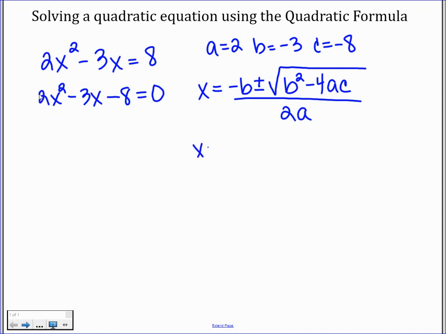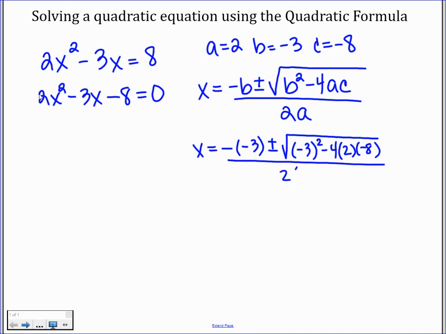So we get x equals negative 3 plus minus the square root of negative 3 squared minus 4 times 2 times negative 8, all being divided by 2 times 2. So now we can begin to simplify. So we know that this is going to be x equals negative negative 3, which is a positive 3, plus minus the square root of. Now this is the hard part, so let's make sure we do this right.